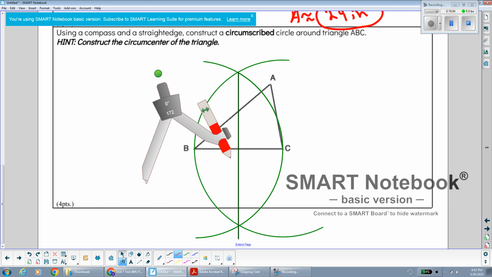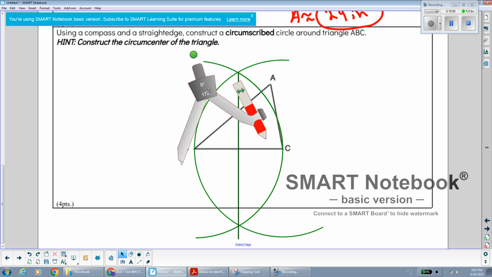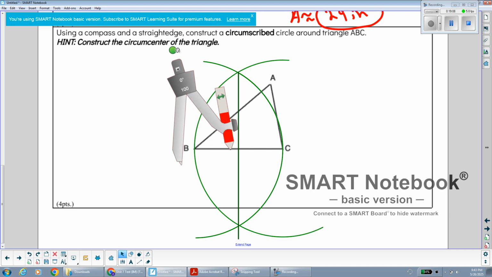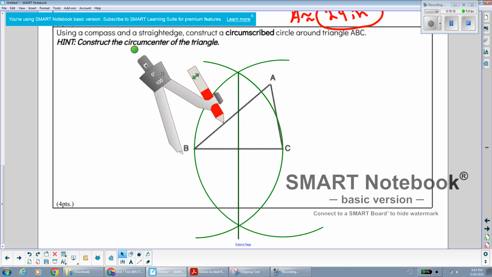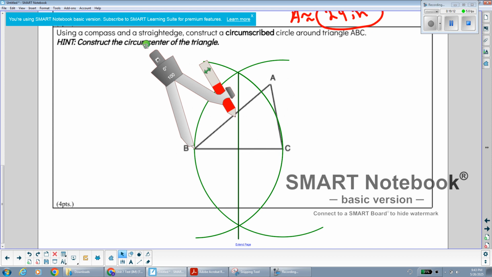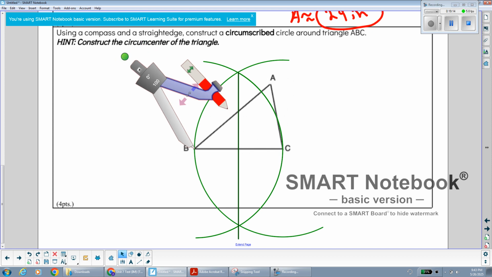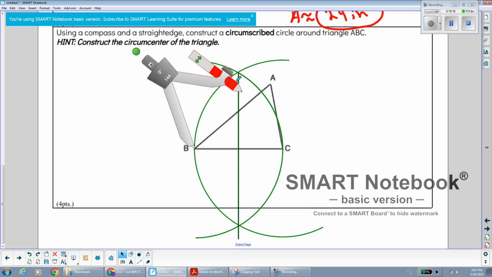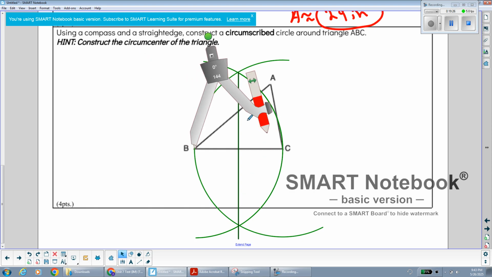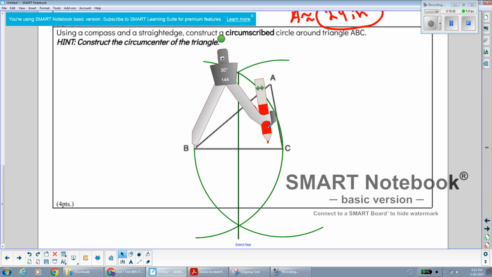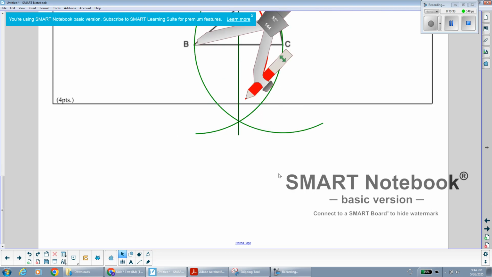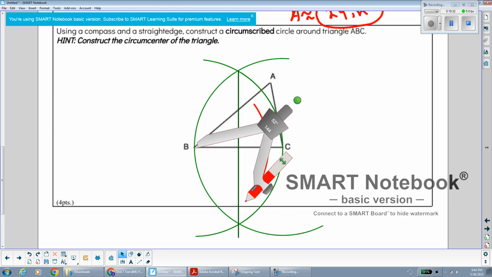Okay, I'm going to do another side now. I'll just do BA. The exact distance that you're opening the compass doesn't matter. It just needs to be more than 3/4 down the side. In fact, it could even be the whole way down the side.